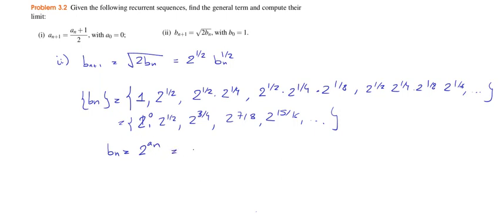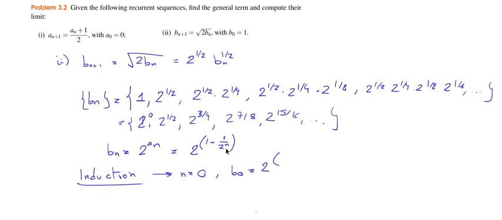This is 2 to the 1 minus 1 over 2 to the n. We have just written that. So we need to do induction with this. Induction. So for n equals 0, we have b sub 0 is 2 to the 1 minus 1 over 1, so it's 1, 2 to the 0, 1. So this is valid. This is what we wanted to prove.